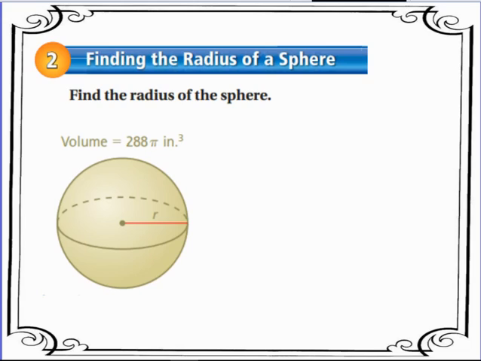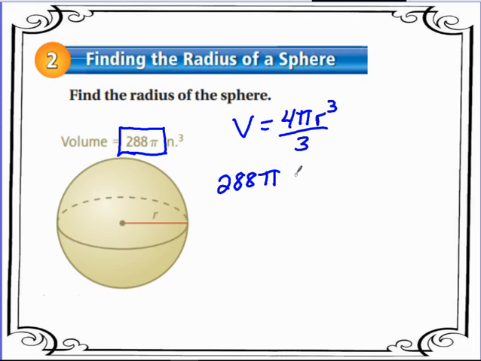All right, so here we go. Now another one where we're going backwards. So we say volume equals 4 times pi times r cubed divided by 3. The volume here is 288 pi. And that's going to equal 4 times pi times r cubed divided by 3. First step is to get rid of the 3. So it says divide by 3. The opposite of divide by 3 is multiply by 3. So we're going to multiply both sides of our equation by 3.